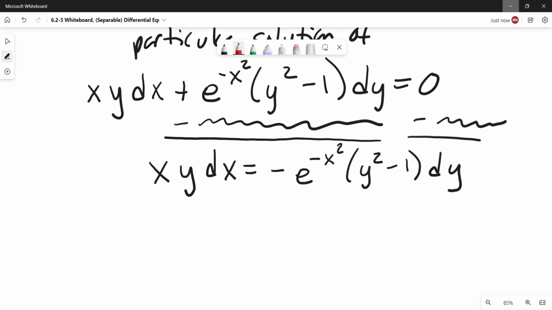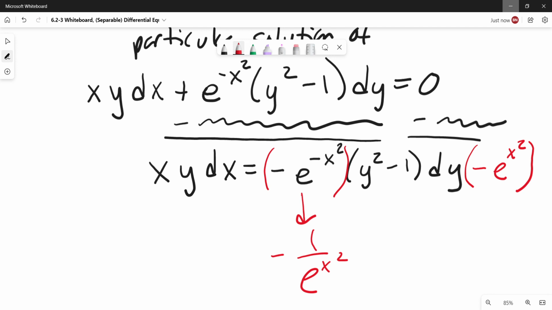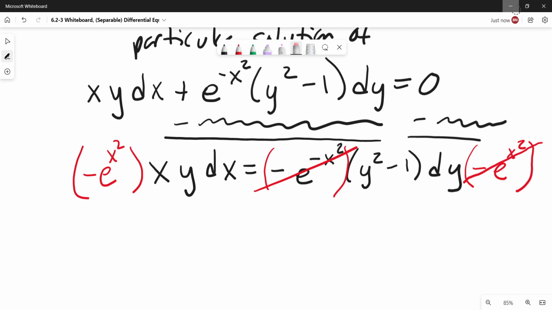What would you say if I multiplied this by negative e to the positive x squared? Do you see how that would cancel? Because this is actually negative 1 over e to the x squared. I'm about to erase this, but that means I'm also going to multiply this by negative e to the x squared over here. So that whole thing cancels that whole thing. Okay, I'm going to erase that.